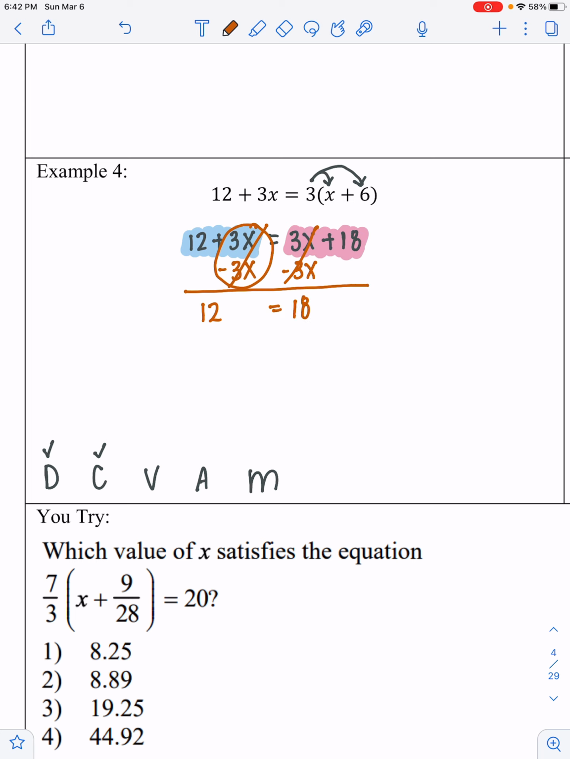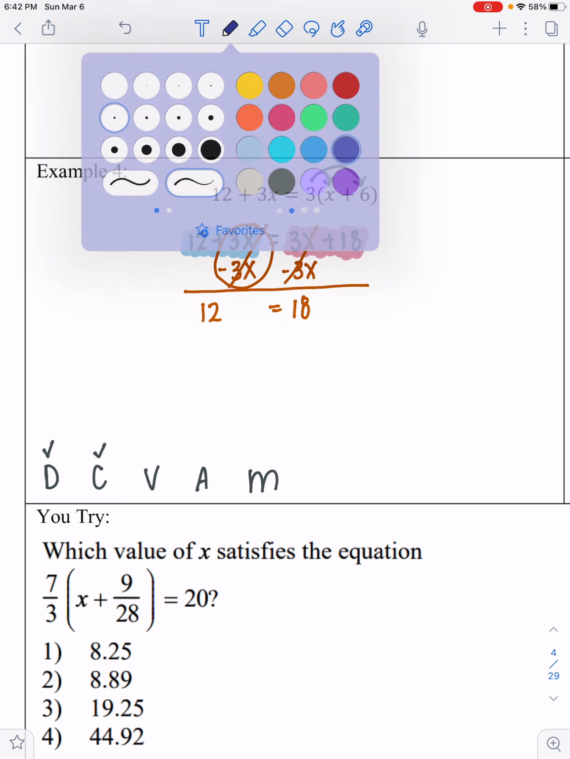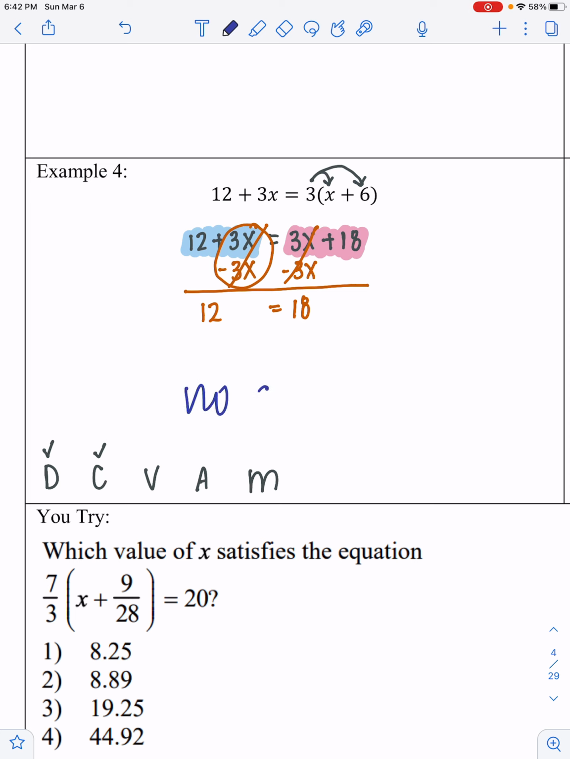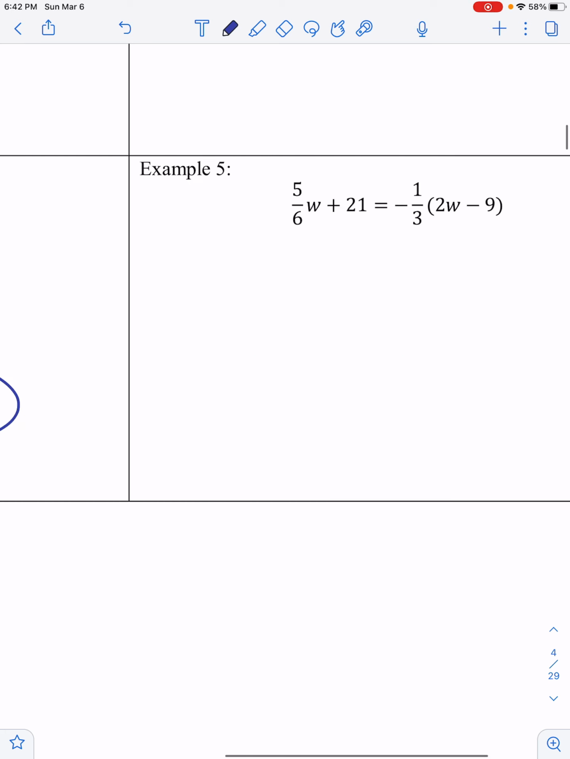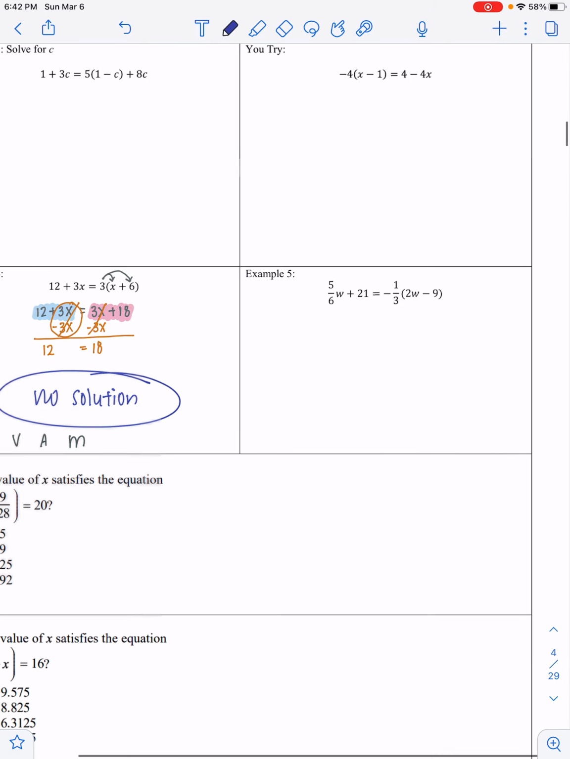And this is not true. 12 is never equal to 18 no matter what x is. So when something like this happens, we get no solution. And that is a valid answer, okay? The answer is not 0. There is just no solution. Let's go ahead and take a look at example 5.